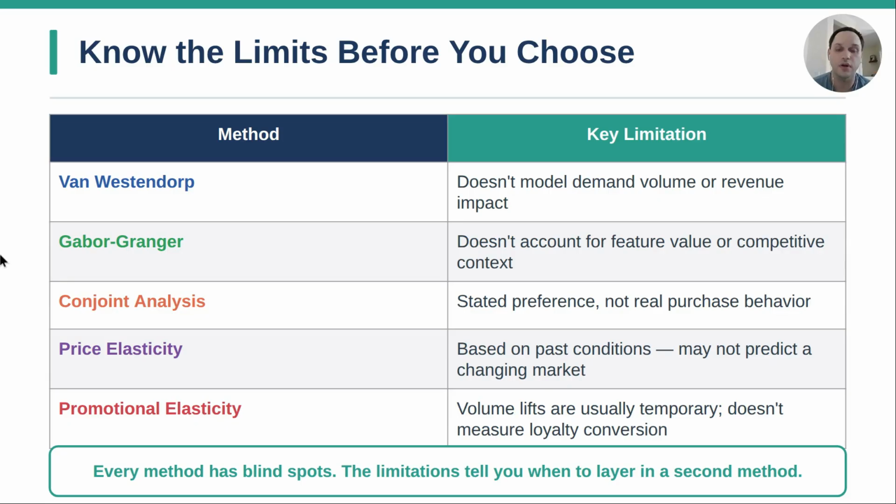Price elasticity is backward-looking. It reflects the past conditions that produce your historical data, not necessarily what happens in a changed competitive environment. And promotional elasticity captures volume lifts but not loyalty conversion. Every method has blind spots. The limitations tell you when to add a second method.